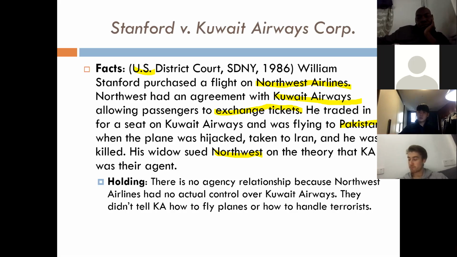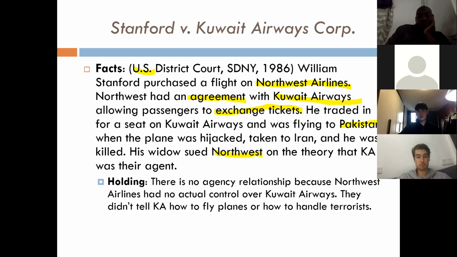Junpyo, what are the things we need to make an agent and principal relationship? First you need principal and agent, and you need mutual consent. Okay. And did they consent to work together? Northwest Airlines has an agreement with Kuwait Airways, allowing passengers to exchange tickets. They agreed to work together. What's the next one? The next thing we need?